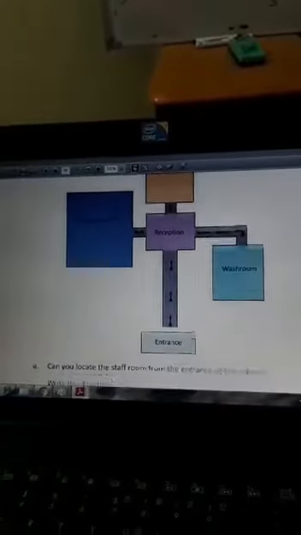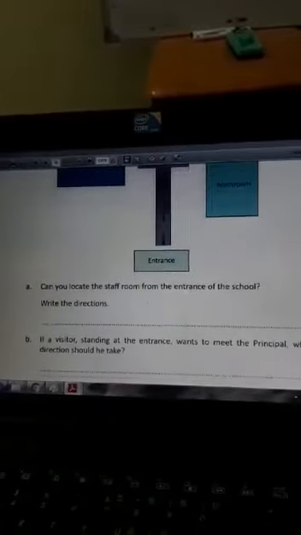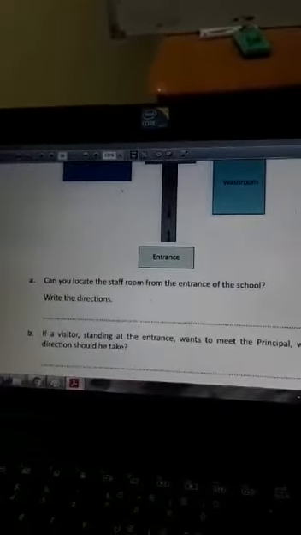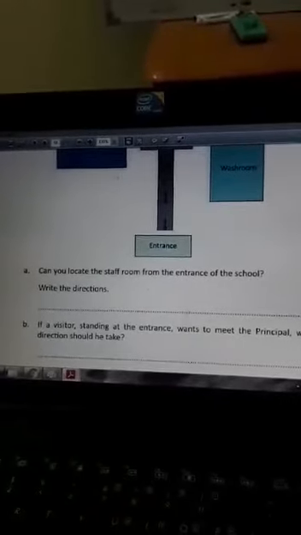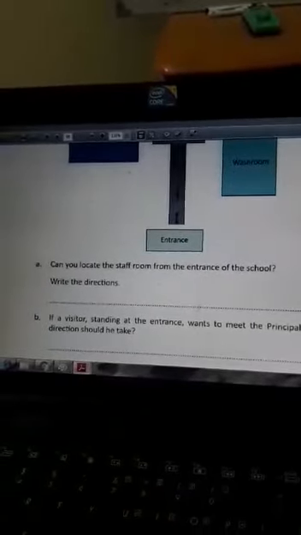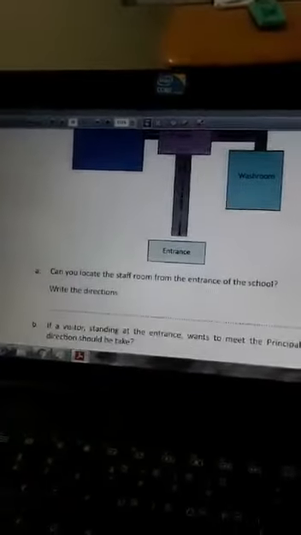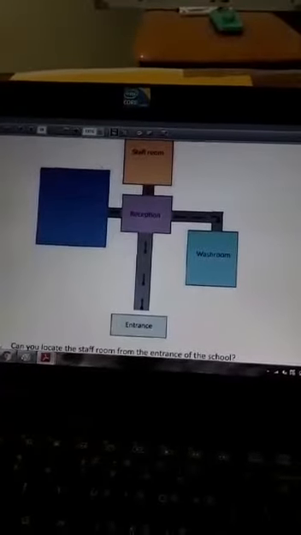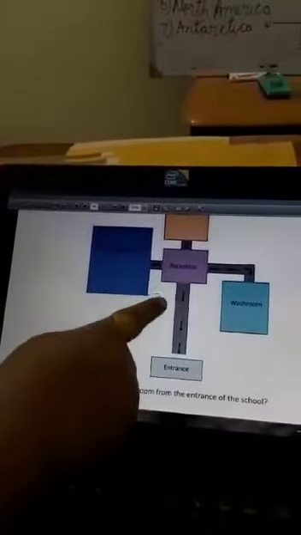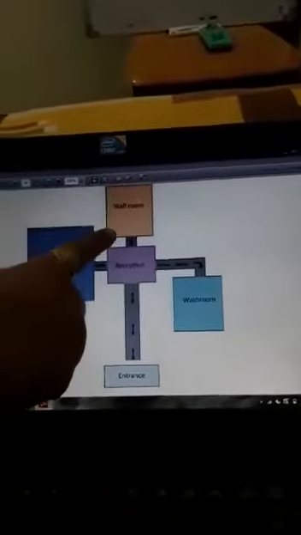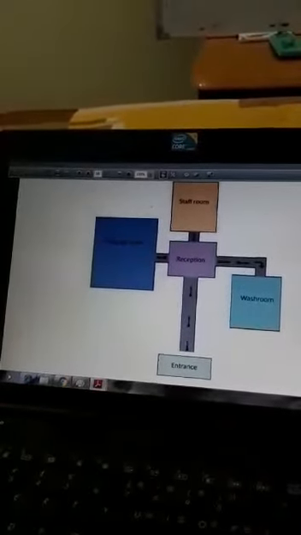Okay, so now we will try to answer these questions. Can you locate the staff room from the entrance of the school? Which direction is the staff room from the entrance? Okay, we have that the direction is in the front only. So we will write here the staff room is in the front, that is just straight ahead of the entrance, so in front of the entrance.